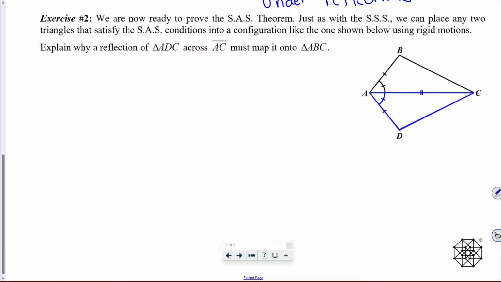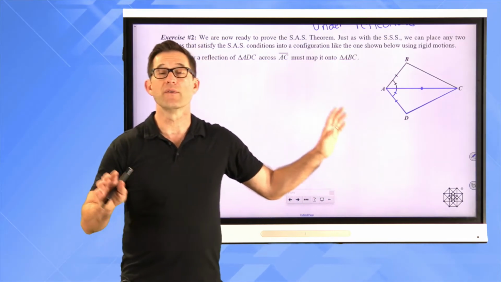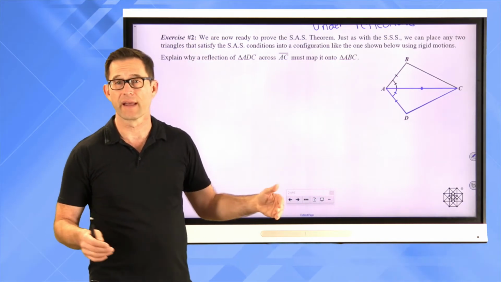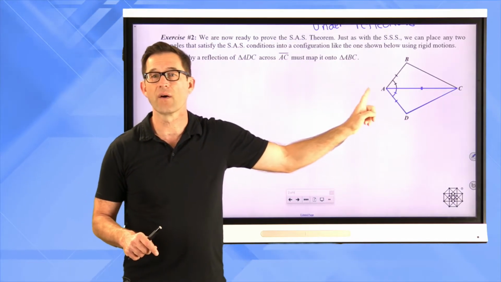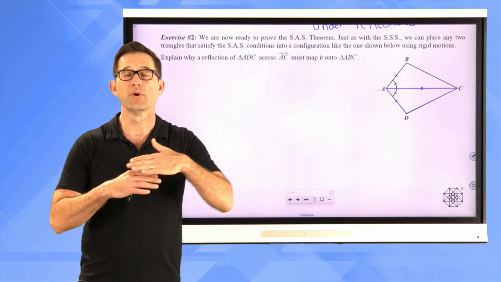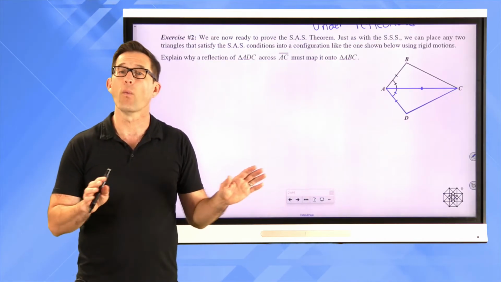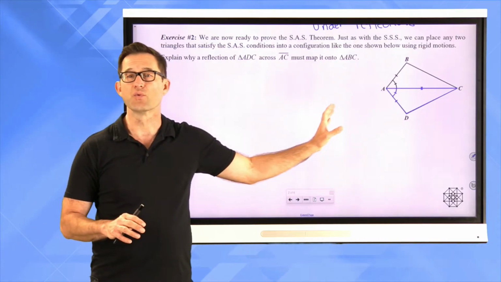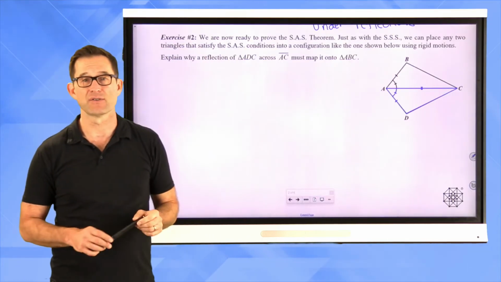Explain why a reflection of triangle ADC across AC must map it onto triangle ABC. All right, so again, just understand, right? What we've got here is two triangles that satisfy the side-angle-side condition. This side is congruent to this side, this angle is congruent to this angle, and then I made this shared side coincide with one another, because just like with our side theorem, if it wasn't already like this, we could just use rigid motions and map triangle ADC so that those two congruent sides matched up with each other.